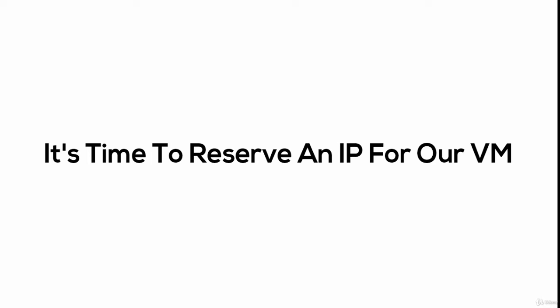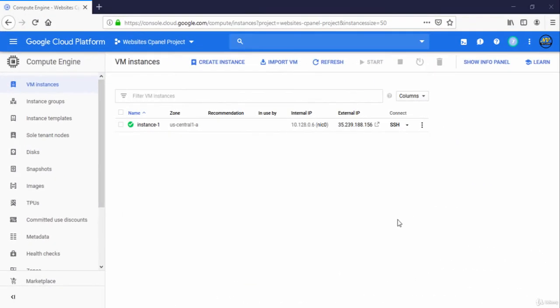So let's reserve an IP address for our virtual machine. After creating the virtual machine, a unique IP address will be assigned to it. Now we need to change the type of IP address from ephemeral or dynamic to static IP address because we will reboot our virtual machine.